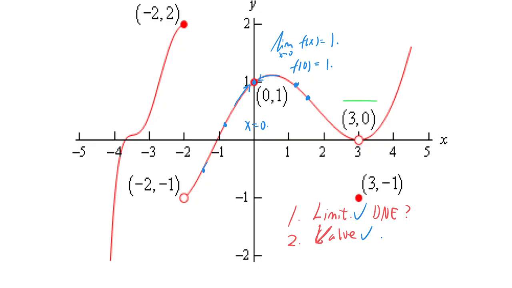So for example, here at x equals 3, we have the limit tending to 0. So the limit is 0, but the value is -1. This is what we call a removable discontinuity. And because the limit and the value disagree, this is an example of discontinuity. And it means essentially that it's not continuous.